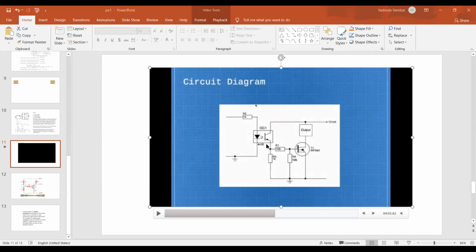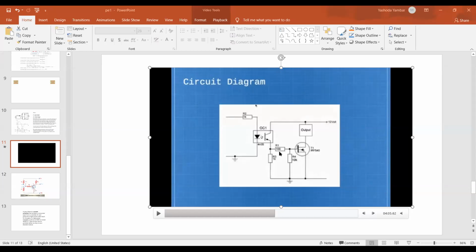Now case two: the 12 volt supply is turned on. A large amount of current flows through the transistor only. It will never flow through the output because the MOSFET is off. When the transistor is on, it acts in the saturation region, just like a copper wire with negligible resistance, so the maximum current flows through the transistor. Then the current flows through the gate terminal of the MOSFET.